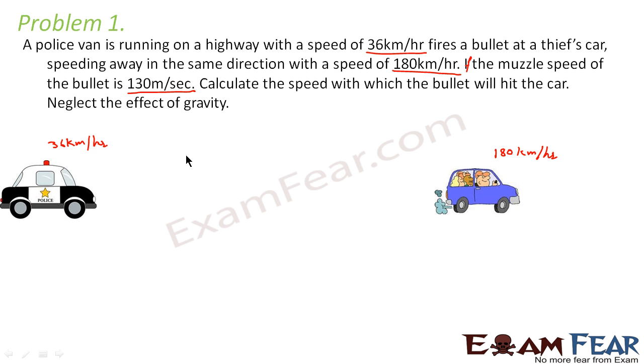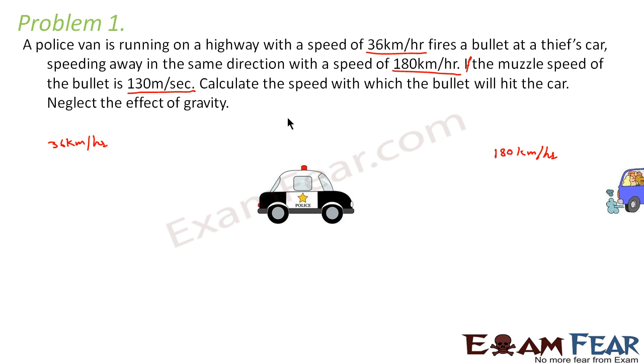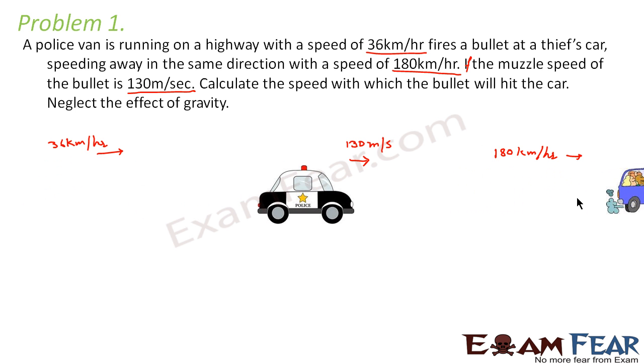Now the bullet will be fired in this way. Let us see. This is how it is running after him. The bullet gets fired. Now this bullet, the muzzle speed of this bullet is 130 meter per second. Now calculate the speed with which the bullet will hit the car. That means we just now saw that this bullet is hitting the car. So we have to calculate the speed of this bullet.